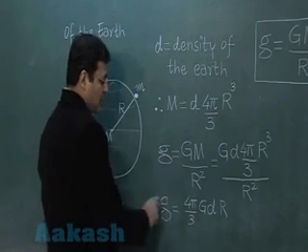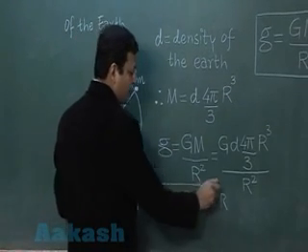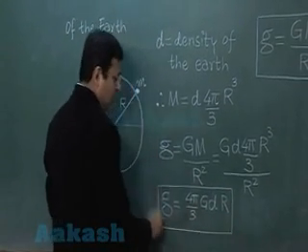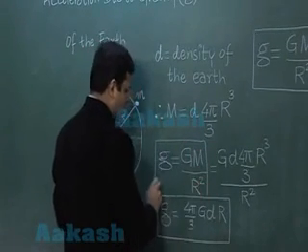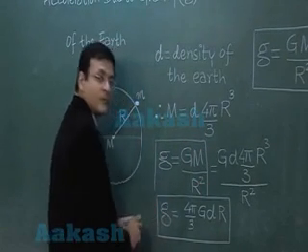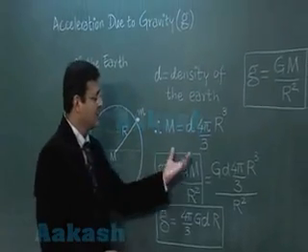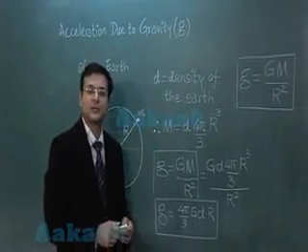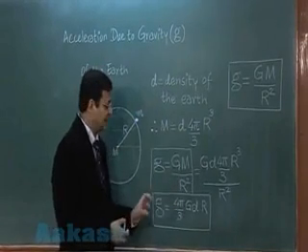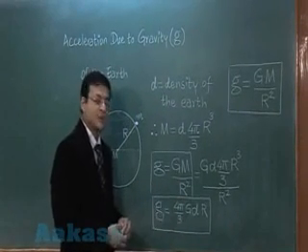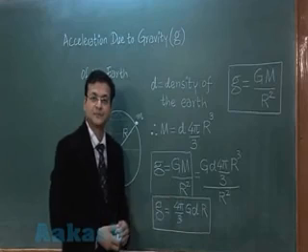You understand? So long as problem solving is concerned, you will find that frequently we will be using both these equations. Small g is equal to GM by r square will be of use when mass and radius are given, and this expression will be of use when density and size is given.